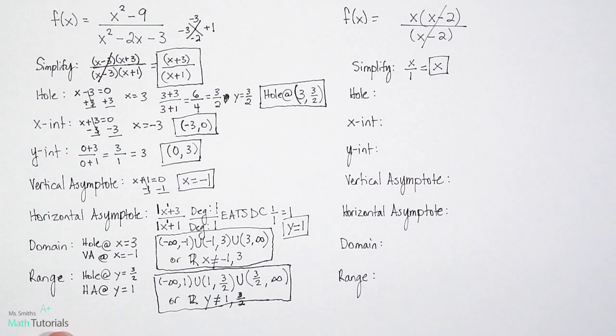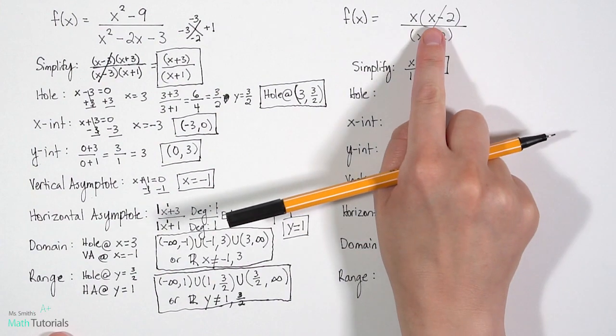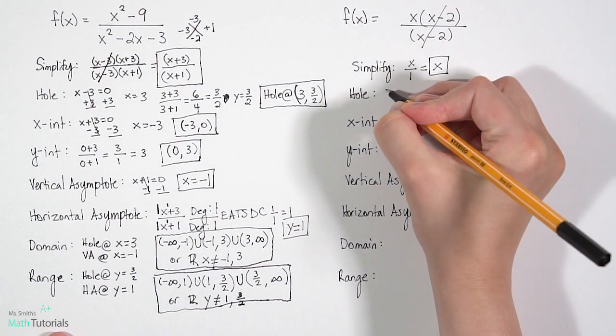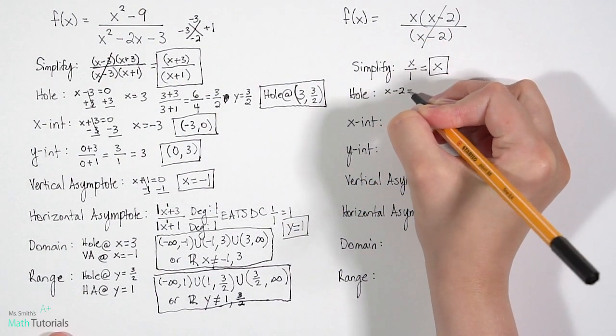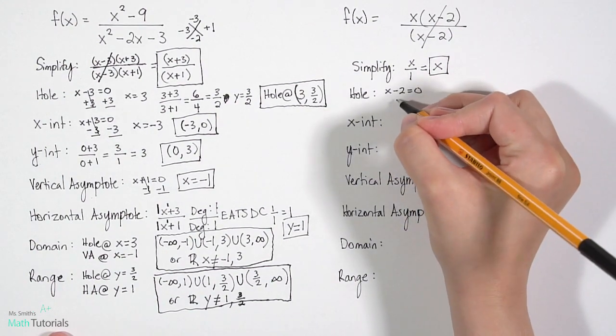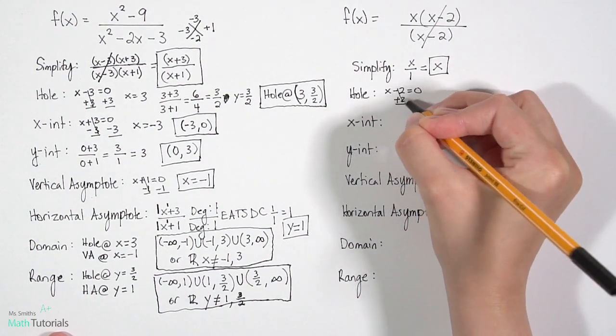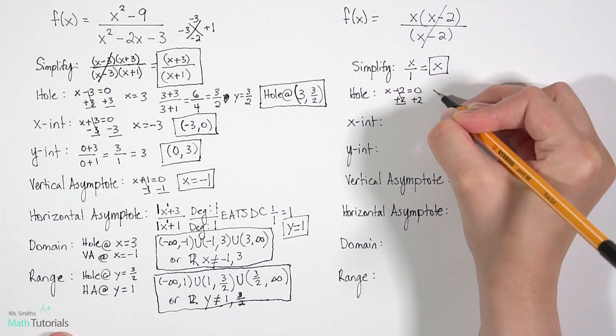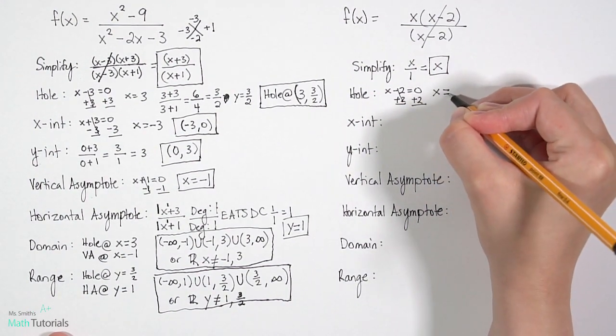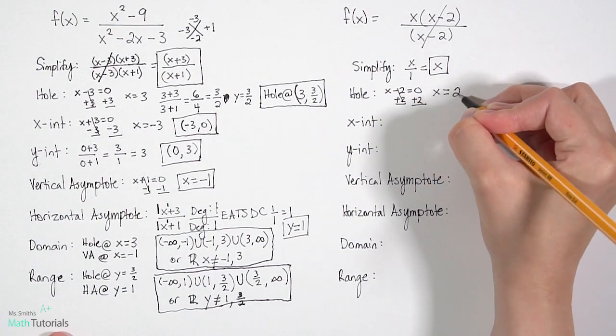So to find the x value of any hole, remember we set what we were able to cancel equal to 0, and we solve. So in this case, we were able to cancel this x minus 2. So we want to say x minus 2 equals 0, and then just solve it. In this case, we'd want to add 2 to both sides to get x equals 0 plus 2, which is just a 2.